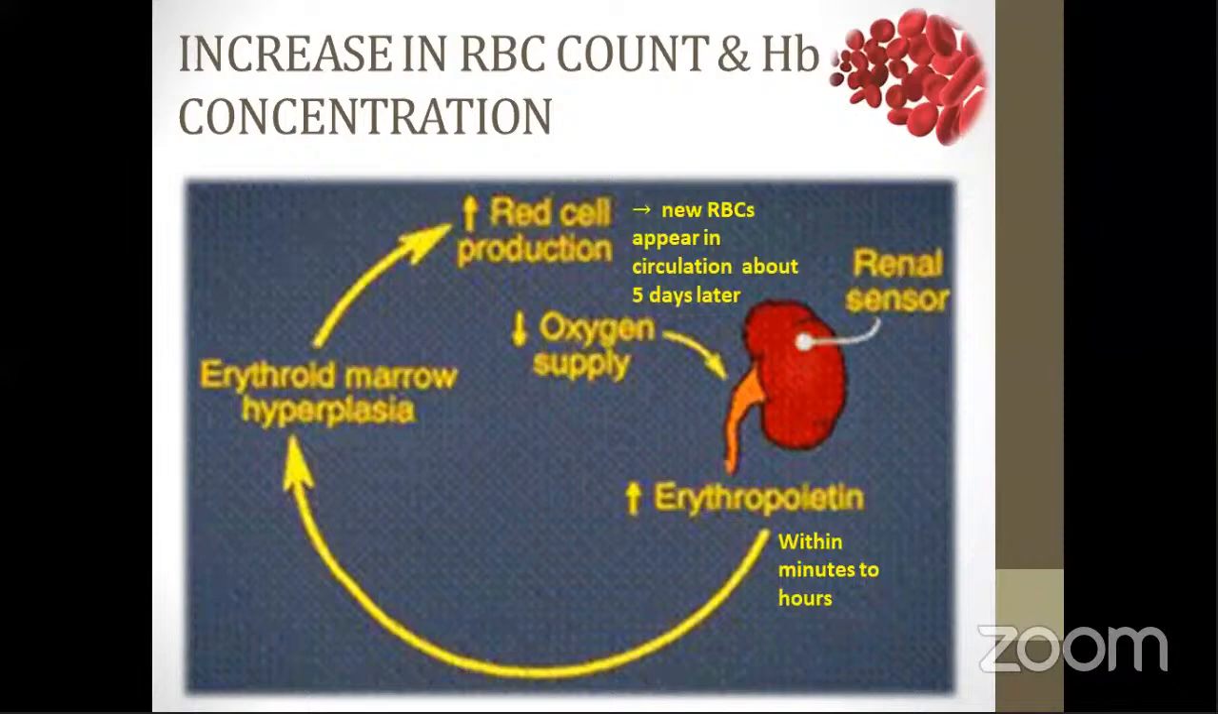Okay, and this increased erythropoietin secretion will occur within minutes to hours of exposure to hypoxia, and this erythropoietin will cause erythroid marrow hyperplasia, mainly stimulating the pro-normoblast stage. So increased red cell production will occur, but it will take around 5 days for the new RBCs to appear in your circulation. Okay, so erythropoietin secretion will occur within minutes to hours, but new RBCs will appear in circulation only about 5 days later. So this is the mechanism for the increase in RBC count, and when the RBC count is increased, naturally there will be an increase in hemoglobin concentration.